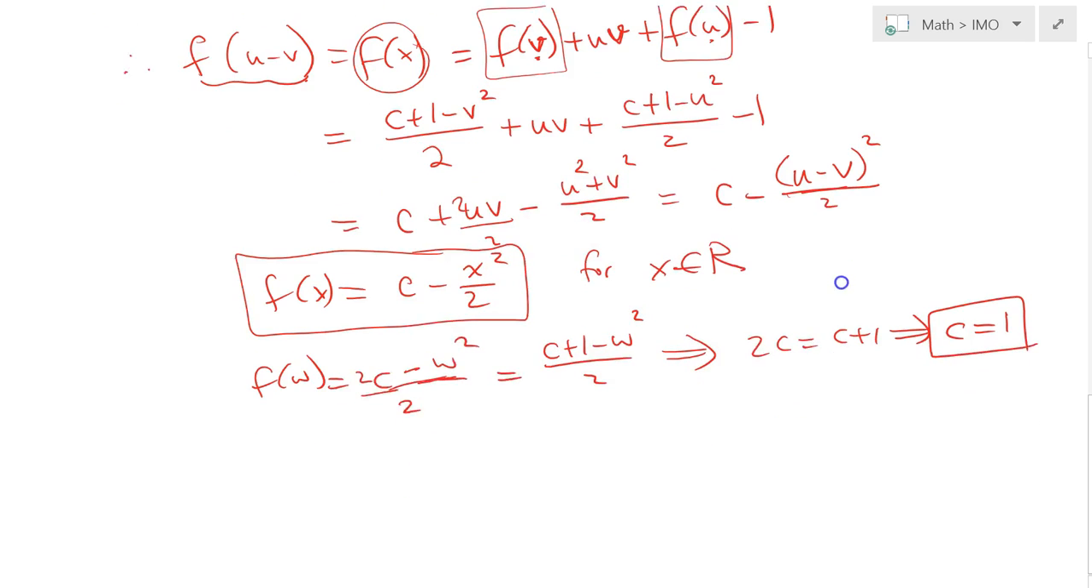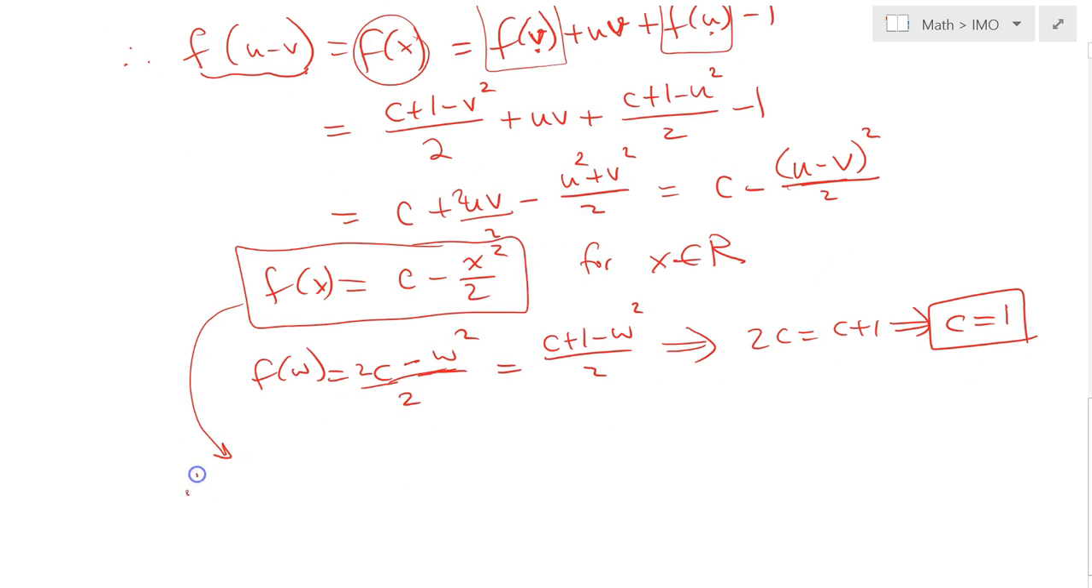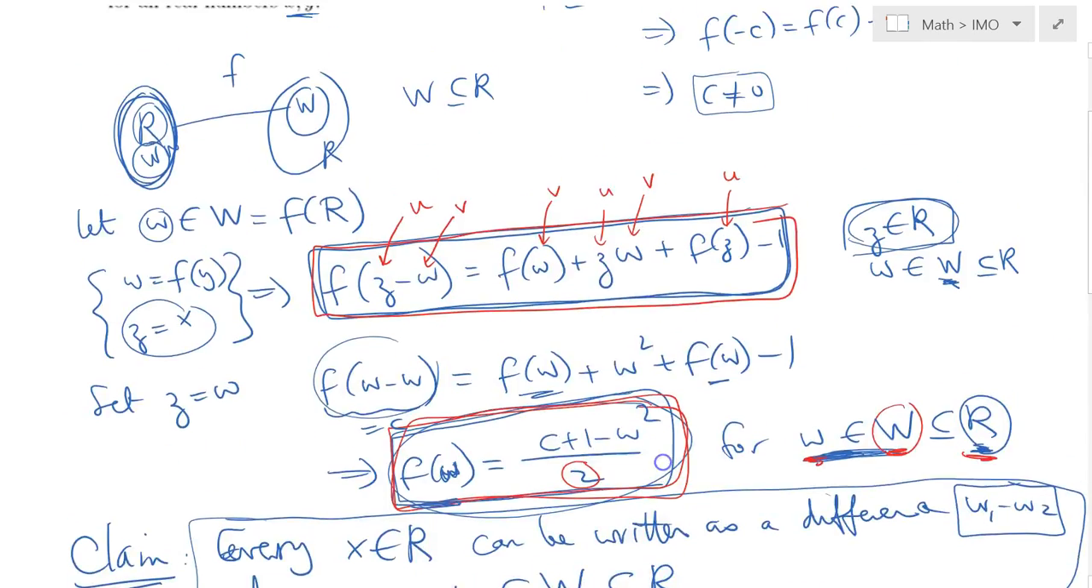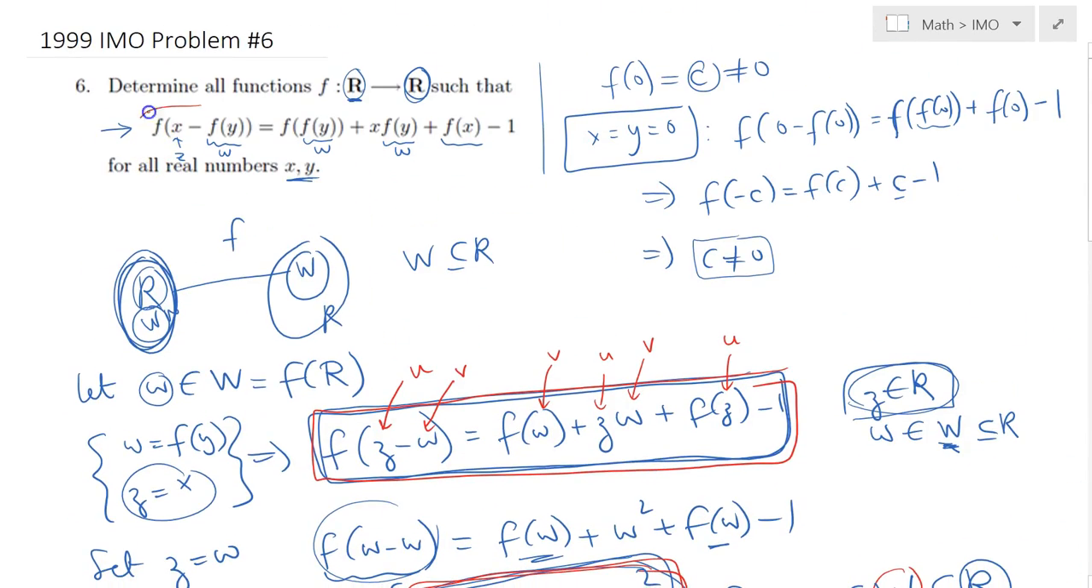And now finally, our functional form, in closed form, is equal to 1 minus x squared over 2. Now, all that remains is to verify that this indeed satisfies the functional equation. But obviously, this is not too hard, and I leave it to you guys as homework to verify this result. So, hope you enjoyed this video, and looking forward to seeing you guys in our next lecture.